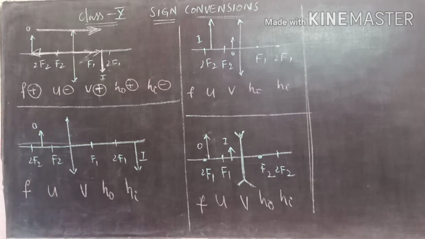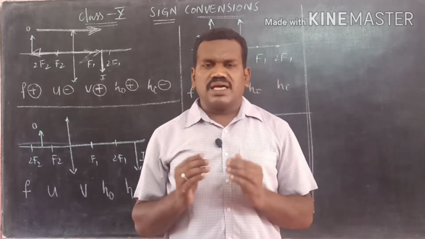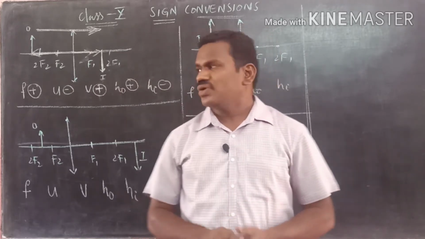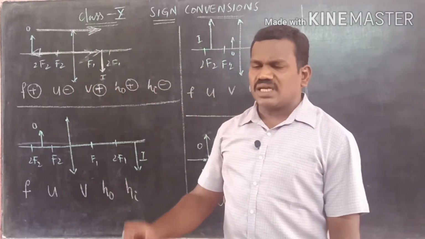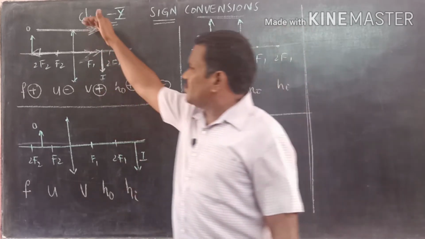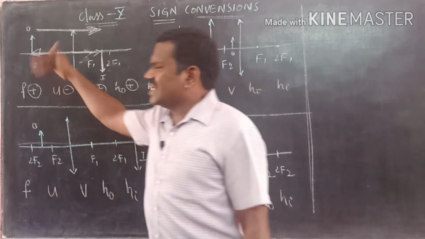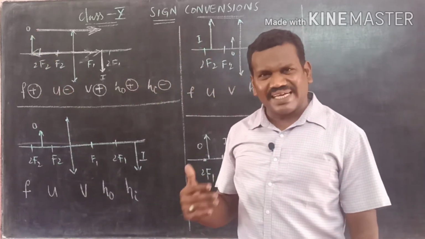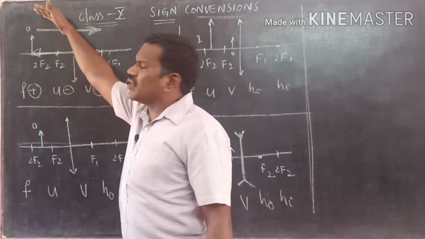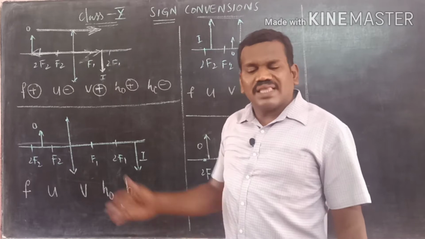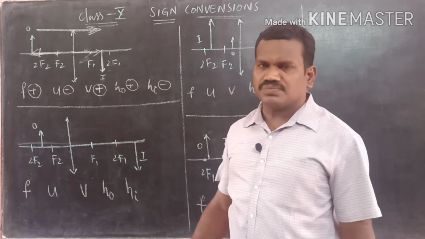What is the first point? All the distances should be measured from the optic center. The direction of measurement is positive if it is in the same direction as the incident rays. The direction of measurement is negative if it is in the opposite direction of the incident rays. The height of the object or height of the image is considered positive if it lies above the principal axis, and negative if it lies below the principal axis.